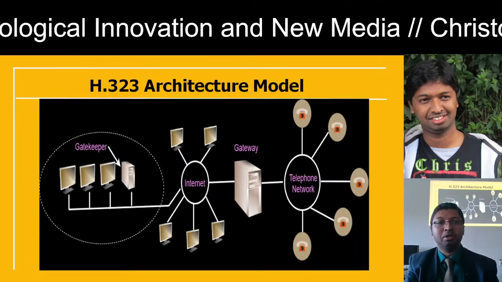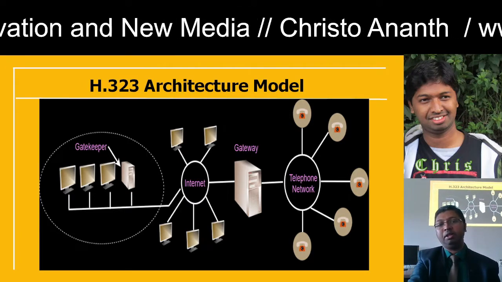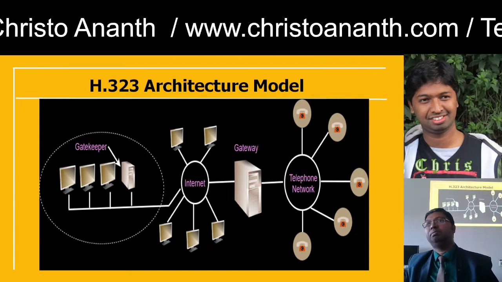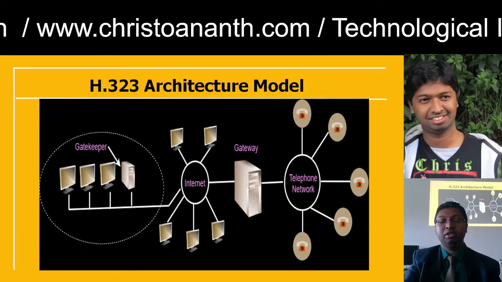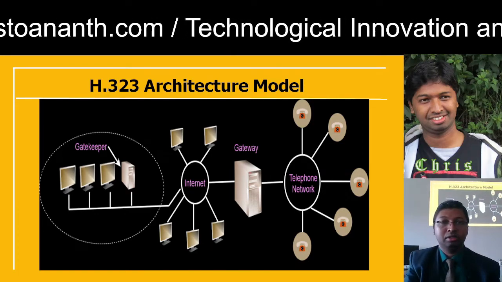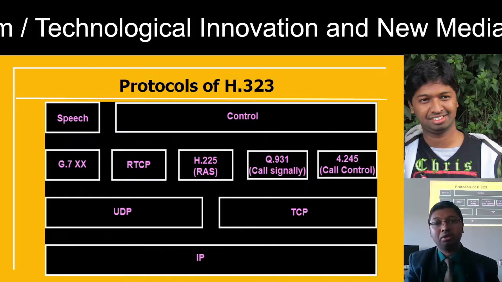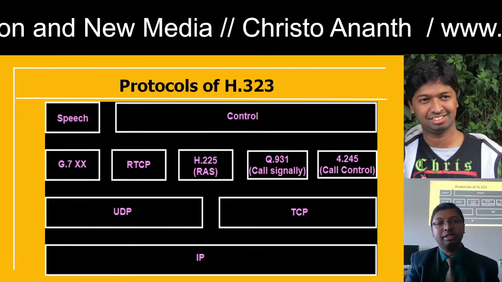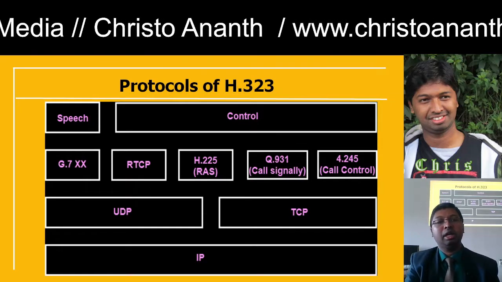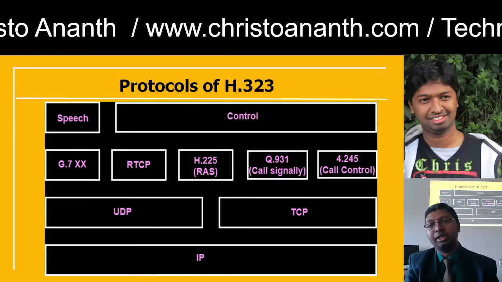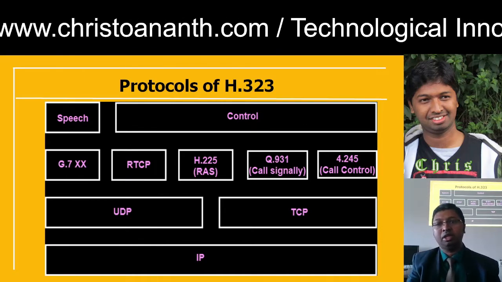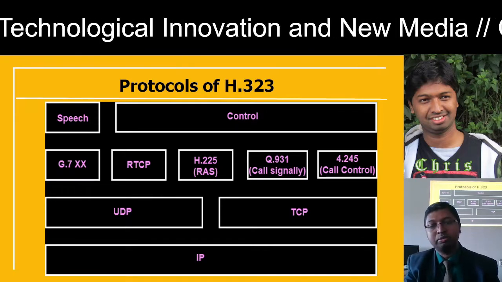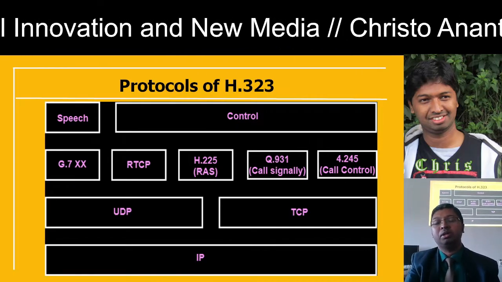So this is the architecture model of H.323. We have the gatekeeper, and the internet is at the center. Here we have the gateway, and we have the telephone network, the IP telephone, so it is connected to different telephones. See, these are the protocols of H.323. We have the speech layer and control layer: G.7XX, RTCP, H.225, and then Q.931, H.245. That's actually for call control and call signaling, and then User Datagram Protocol, TCP, Transmission Control Protocol, and IP, Internet Protocol as well.